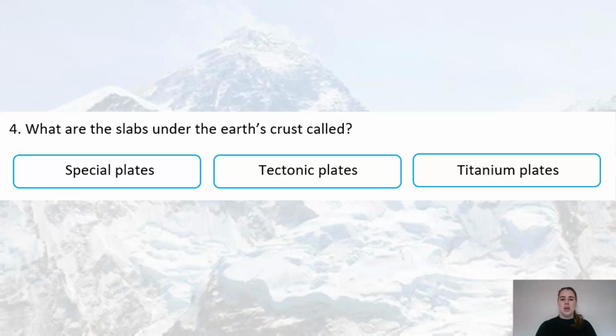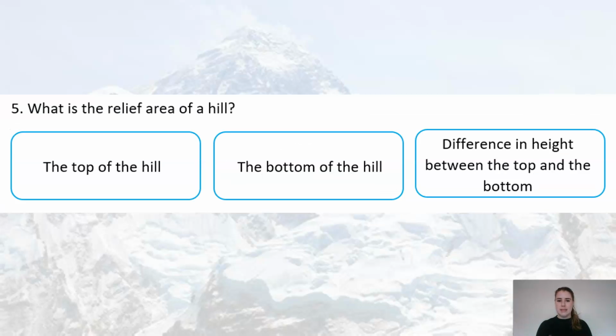What are the slabs under the Earth's crust called? You've got slabs of plates. They're slabs of rock, right underneath the Earth's surface, right underneath that crust. Are they called special plates? Tectonic plates? Or titanium plates? Pause the video. Can you circle or tick the correct answer? The correct answer is tectonic plates. Those are the big slabs of rock underneath, and they cause our mountain ranges or different formations of mountains, depending on the activity of those tectonic plates.